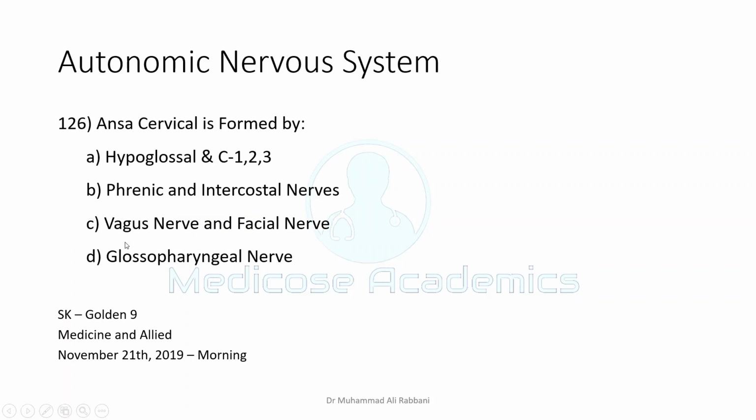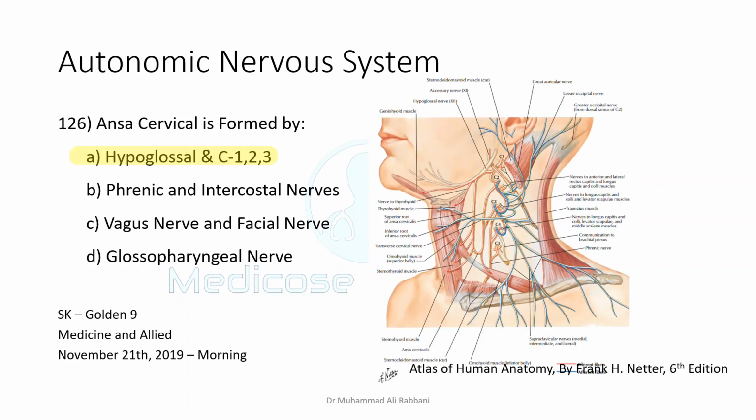Ansa cervicalis, it's one of the cervical plexus, and ansa cervicalis is formed by C1 anterior limb from the hypoglossal nerve and C2 and C3 then forming the posterior limb. You can see that C1 fibers become a part of hypoglossal nerve and from there they separate to form the anterior or superior root, and C2 and C3 form the posterior or inferior root.